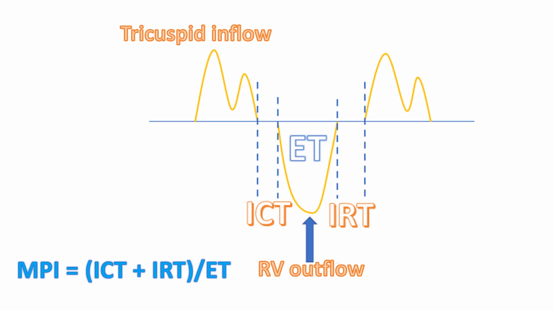Right ventricular global function can be assessed by myocardial performance index. Myocardial performance index (MPI) is the ratio of the time spent in isovolumetric activity divided by the time spent in ventricular ejection. MPI is equal to ICT plus IRT, whole divided by ET. ICT is isovolumic contraction time, IRT isovolumic relaxation time, ET ejection time.